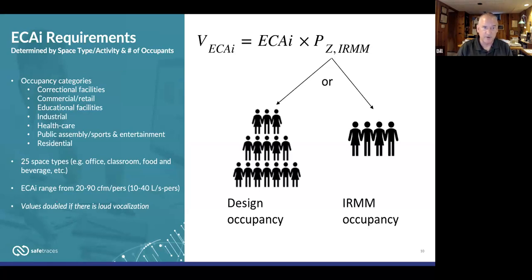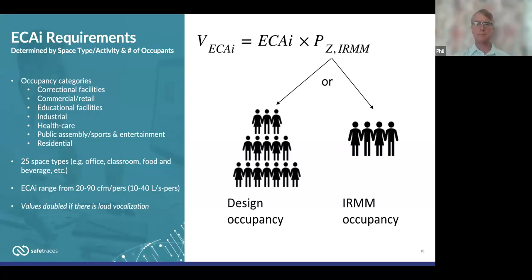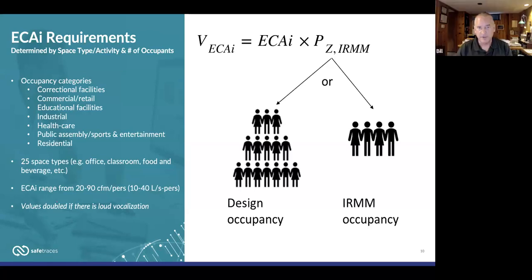Very simply, you take the value from the table and you multiply it by whatever population you want during infection risk management mode, the time when we're actually using the requirements of 241, and that gives you the total. That could be the design occupancy. That may give you a scary number that you don't think you can achieve. So if that's a problem, you can say we're going to have reduced occupancy when we're in a high infection risk situation. Next.